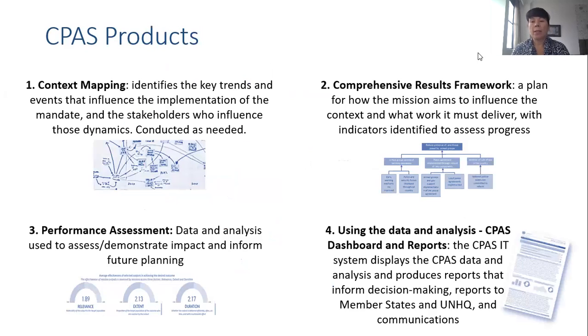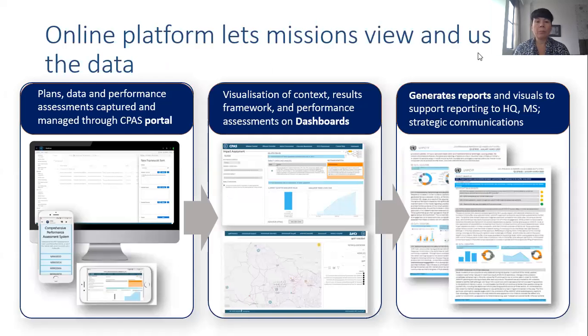There are 4 key products associated with the CPAS cycle: the context mapping, the comprehensive results framework or the plan itself, the performance assessment, which is a combination of data and analysis, and then the dashboards and the reports that the system generates as a result. This slide here, and it's the last slide I'll show you, explains how the online platform supports the CPAS throughout this full cycle and with all these products.